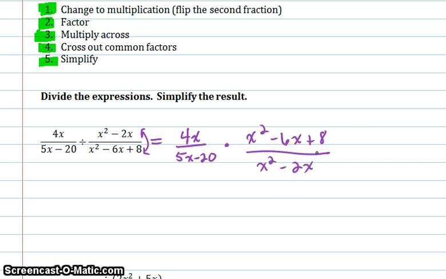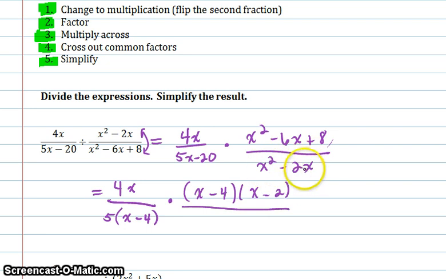Then we want to factor everything if possible, and in this case it is possible. 4x is already factored. 5x minus 20: 5 and 20 both have a common factor of 5, so we have x minus 4 left over. Then we have a trinomial here. We're looking for factors of 8 that add up to negative 6. So that is negative 4 and negative 2.